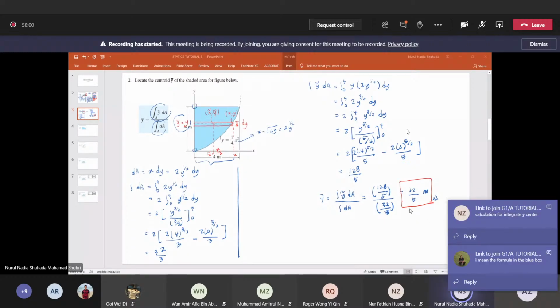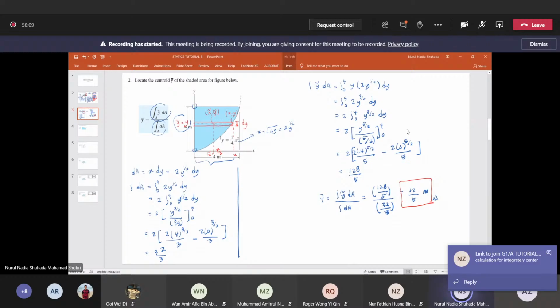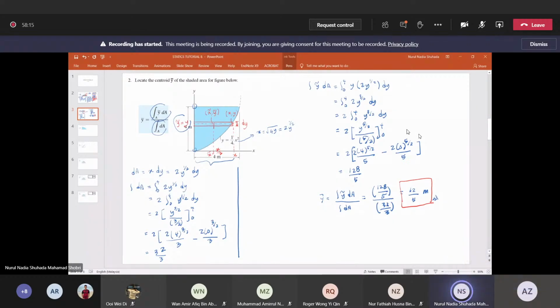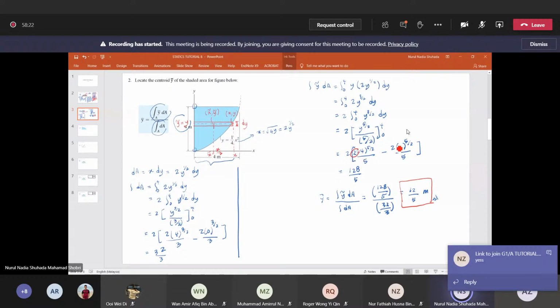Farasha, calculation for integrate y center. Do you mean this one? Is it this one?